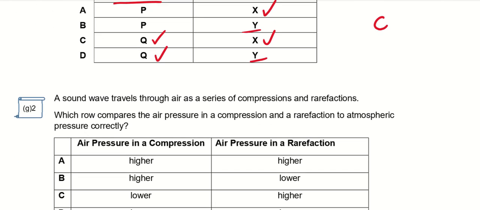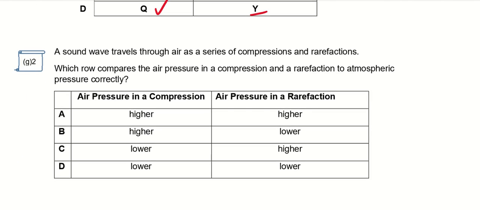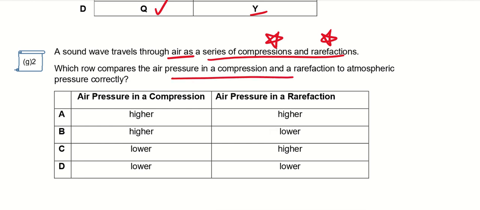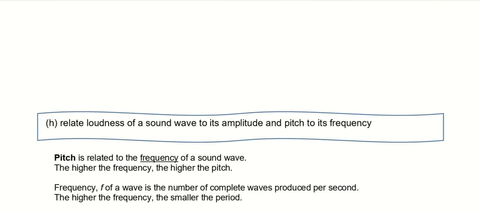Okay, G2. A sound wave travels through air as a series of compressions and rarefactions. These are the keywords. Which row compares the air pressure in the compression and rarefaction to atmospheric pressure? This is easy. Air pressure in compression will be higher. Air pressure in rarefaction will be lower. So the answer is B. Simple.